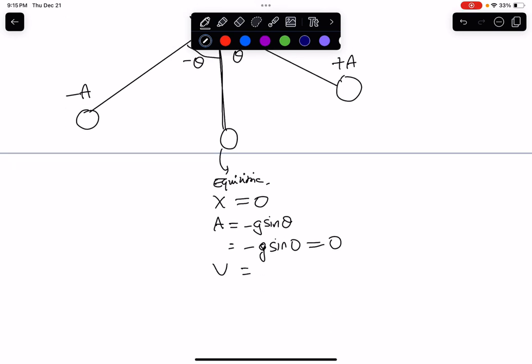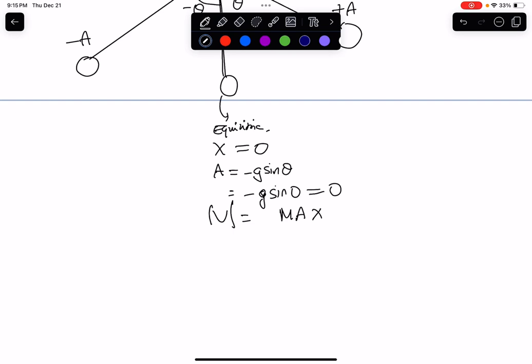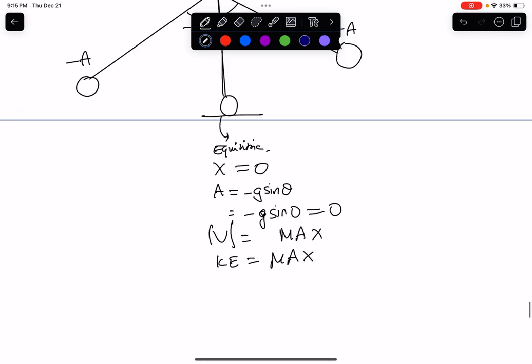And we know that at the equilibrium position, the velocity is maximum, or the absolute value of the velocity is maximum. So if the absolute value of the velocity is maximum, we know that the kinetic energy is maximum. We also know that at the equilibrium, the height is equal to 0. So because the height is equal to 0 at the equilibrium position, we know that the gravitational potential energy is going to be minimum. That's because mgh, in this case, h is 0 at the equilibrium.